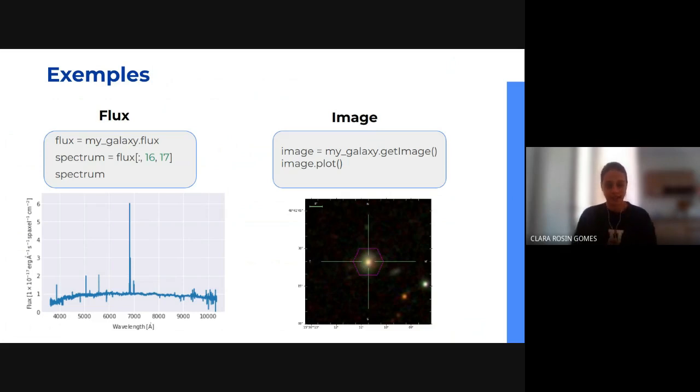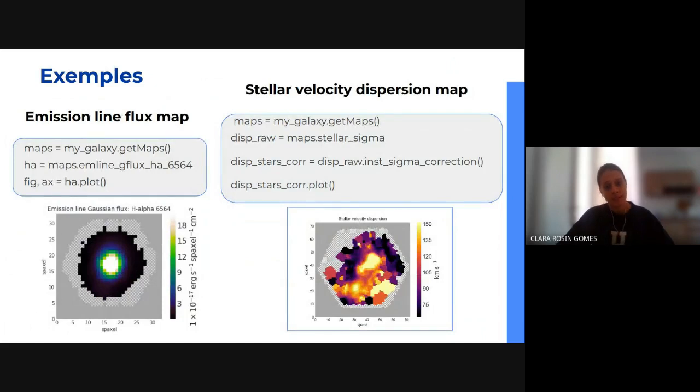The good thing about the Marvin is that you just need a couple of lines of coding to access the information you want. And you don't have to know a lot about coding. For the flux, you just have to use 3 lines. You just have to call the flux and put the reference pixel, and then you have the flux for this galaxy. For the optical image, just 2 lines. And for the maps, it's the same thing.